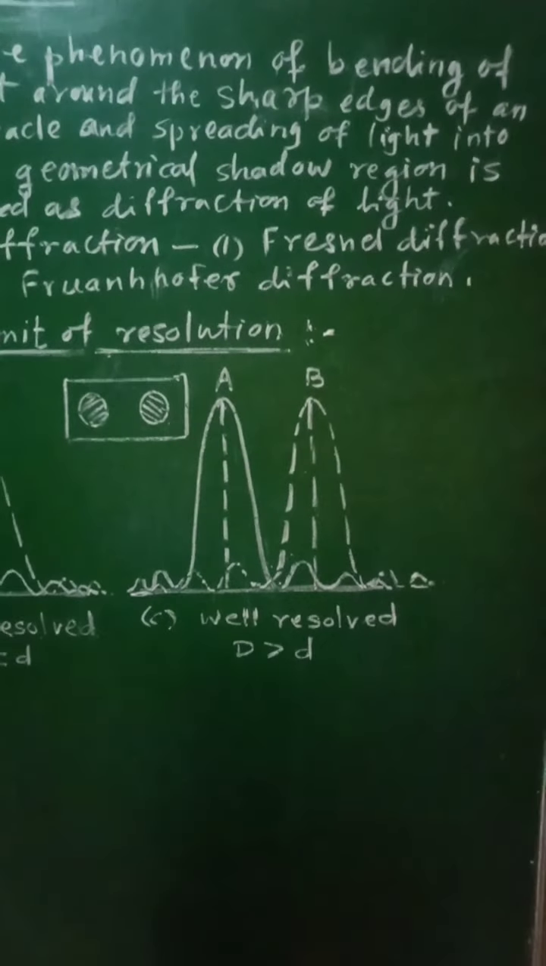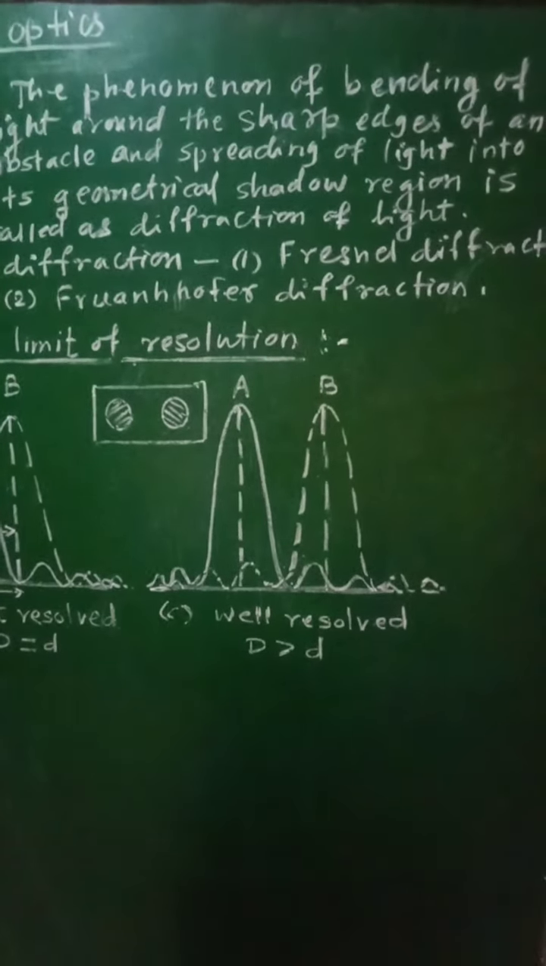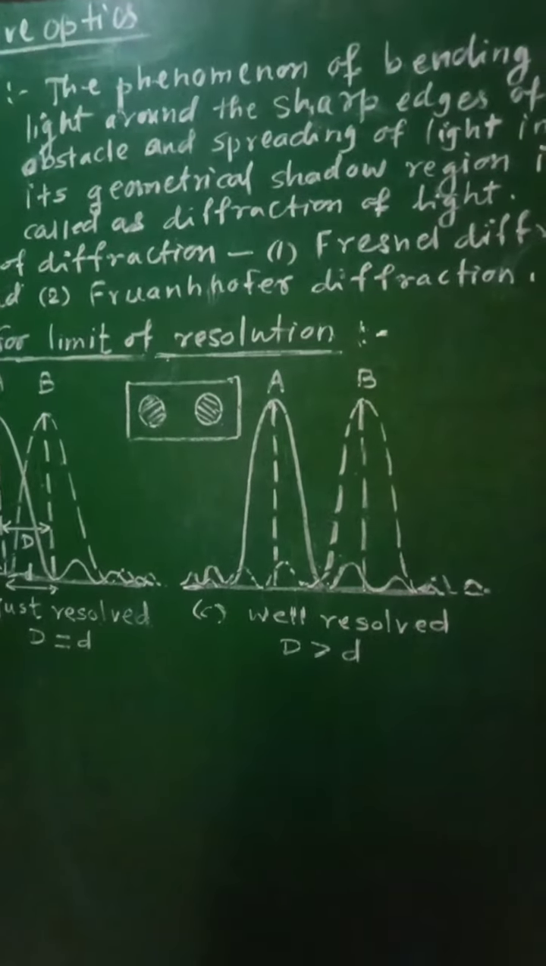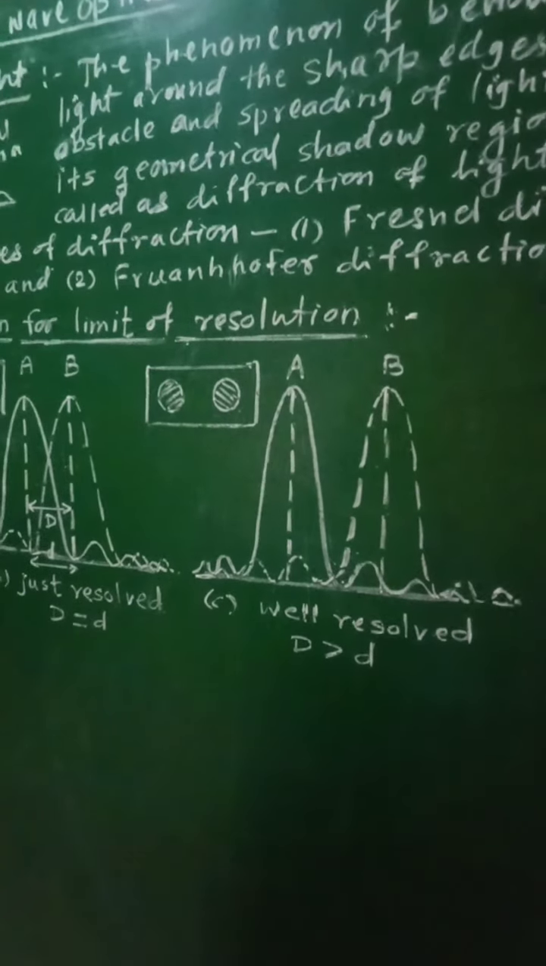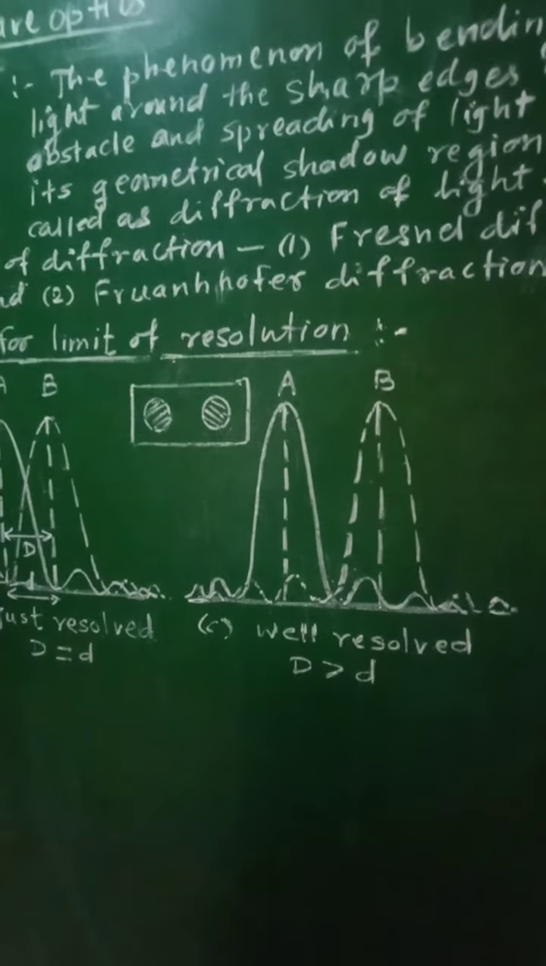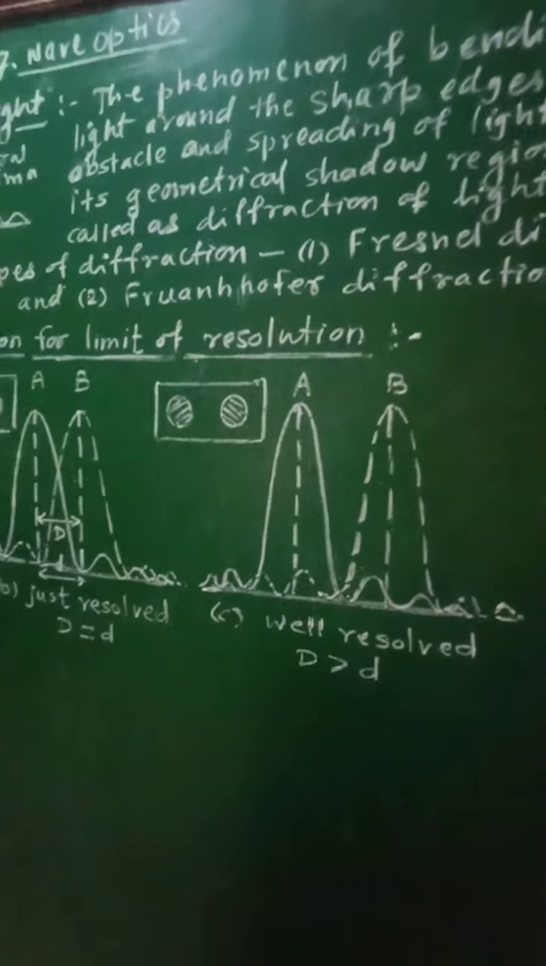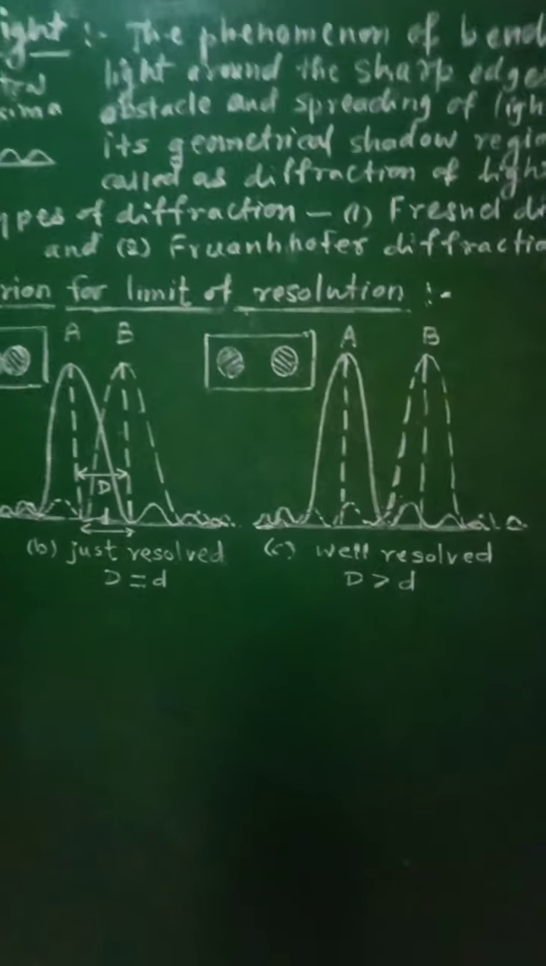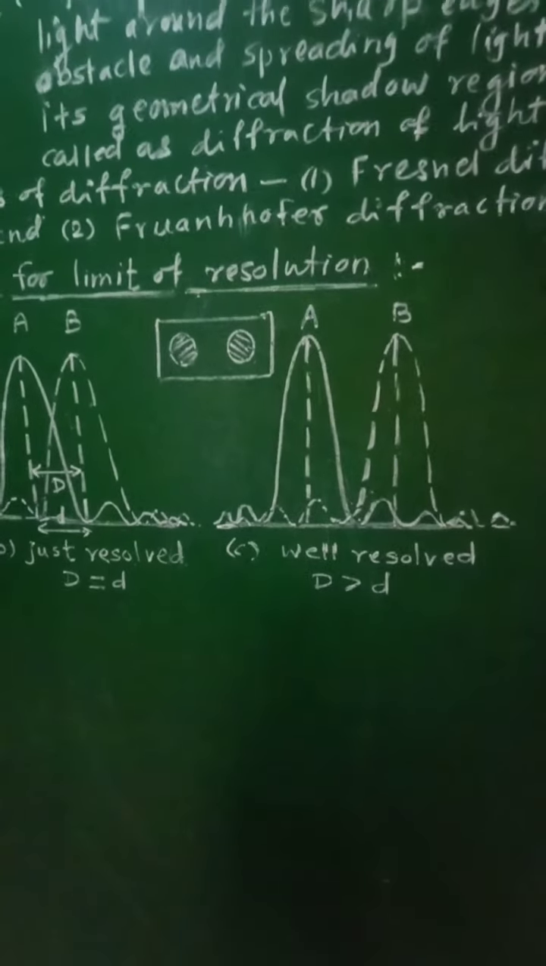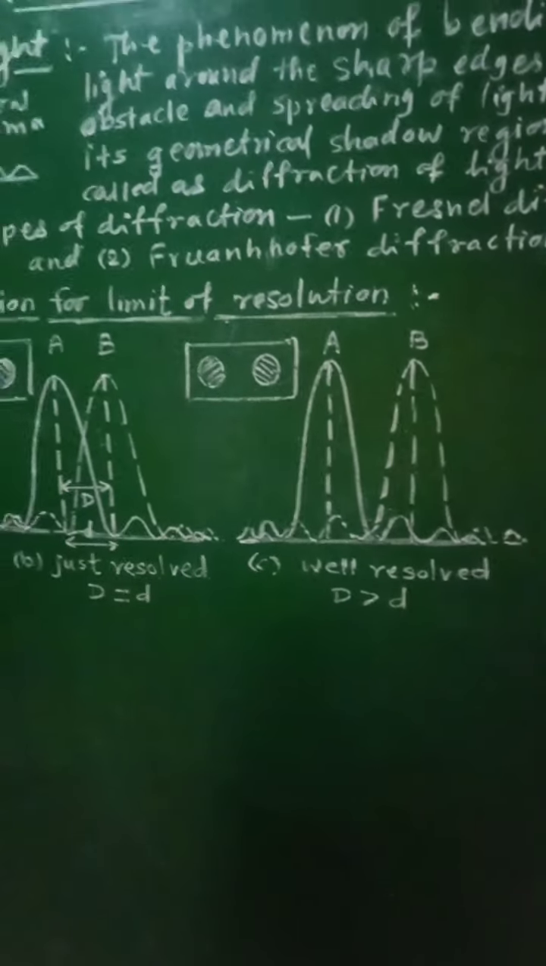To produce Fraunhofer diffraction, generally the plane wavefront is used, and to obtain the plane wavefront, a lens is used in case of Fraunhofer diffraction, so that due to that lens, the rays of light will become parallel to each other.